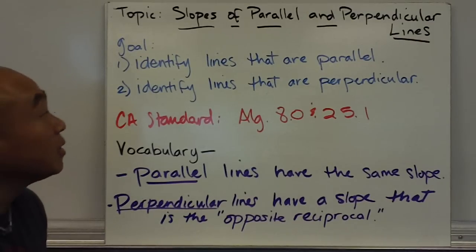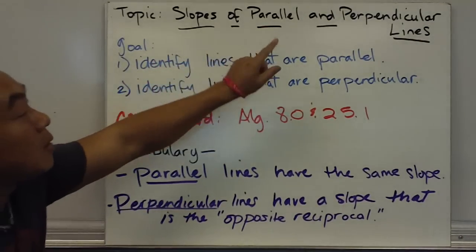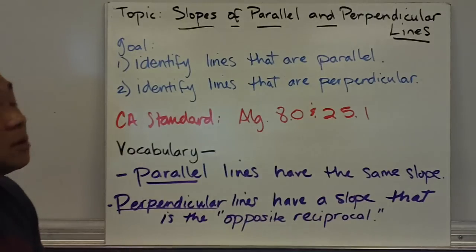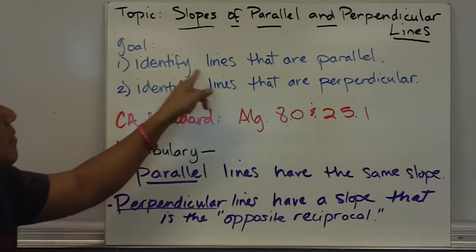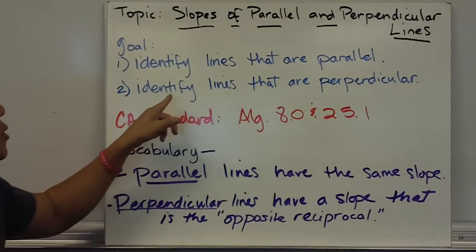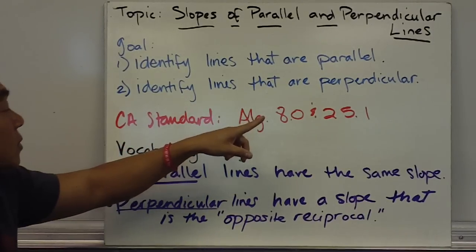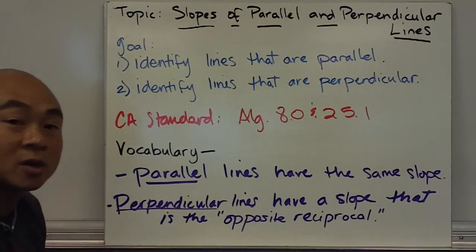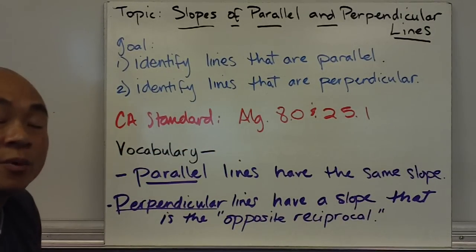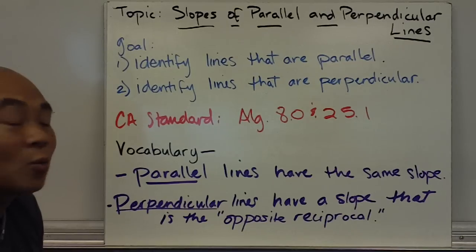Hi, Mr. Ko here, and today's topic is slopes of parallel and perpendicular lines. Our goal for today is we're going to identify lines that are parallel, and we're going to identify lines that are perpendicular. The California standards we're going to cover for today are Algebra Standards 8.0 and 25.1.